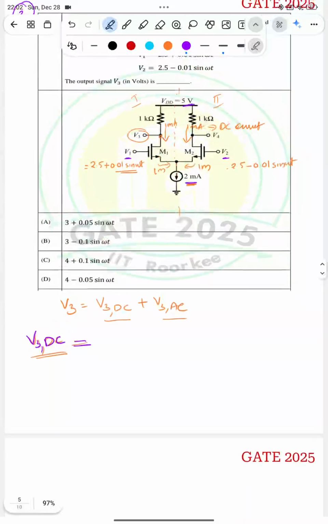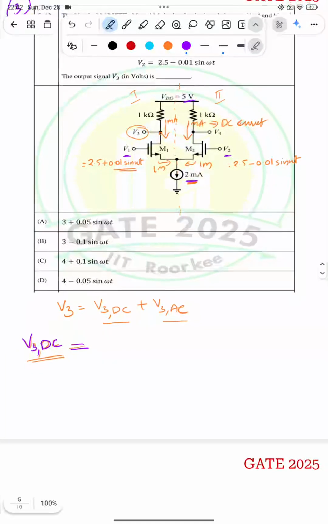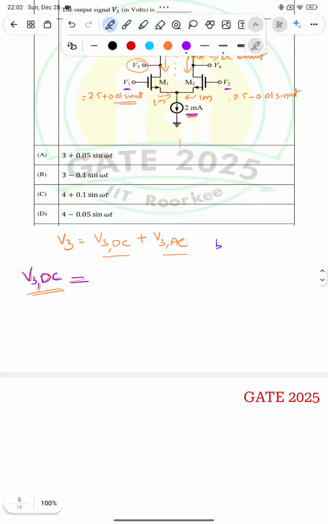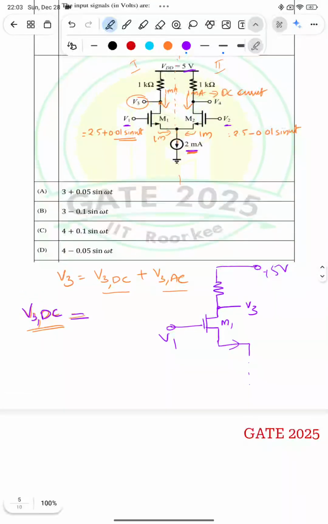So if we see here, we know the DC current flowing through M1 is 1 milliampere, right? So what will be the voltage here? So I will just draw here. The MOSFET is M1, and we need to find the voltage V3. Some current is flowing, so I am not drawing this. We have applied some voltage V1, and there is some DC volt 5 volt applied here, and this is 1K.